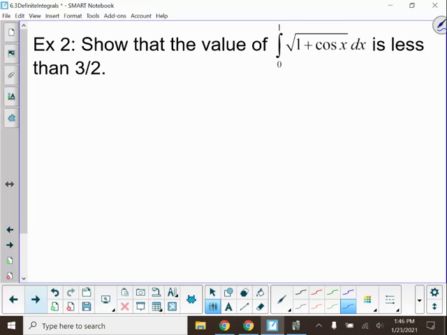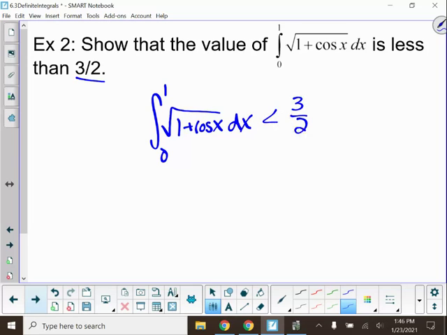That leads us to example 2. We're going to show that the value of the integral from 0 to 1 of the square root of 1 plus cosine x dx is less than 3/2. So the integral of the square root of 1 plus cosine x dx, I want to show that that's less than 3/2.